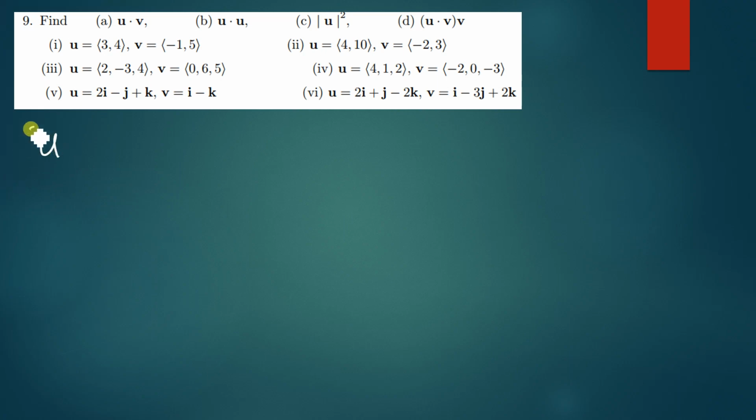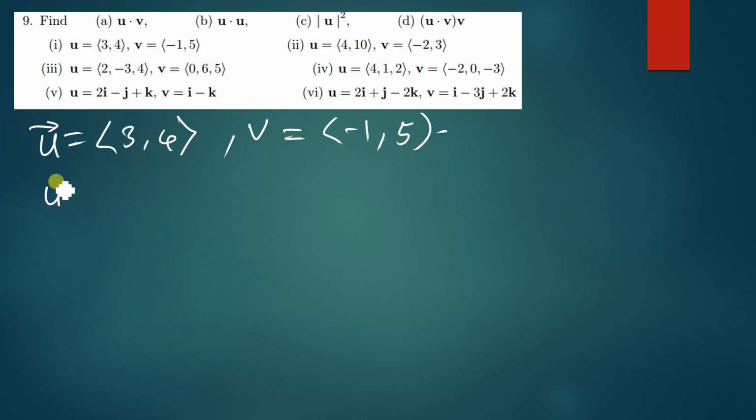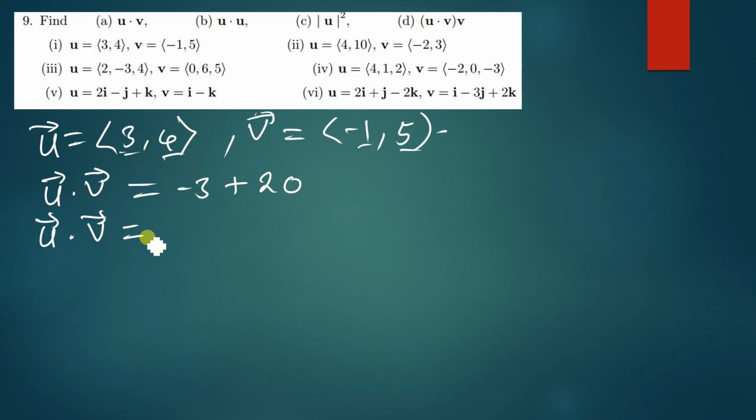So we have U, which has been given as 3, 4. And we also have V, which has been given as negative 1, 5. So the dot product of U and V will simply be equal to, we are multiplying this and that. So 3 times negative 1, we're getting negative 3. Then plus 4 times 5, this is going to give us 20. So U dot V is equal to, when you add this and that, 17. So that is the dot product.